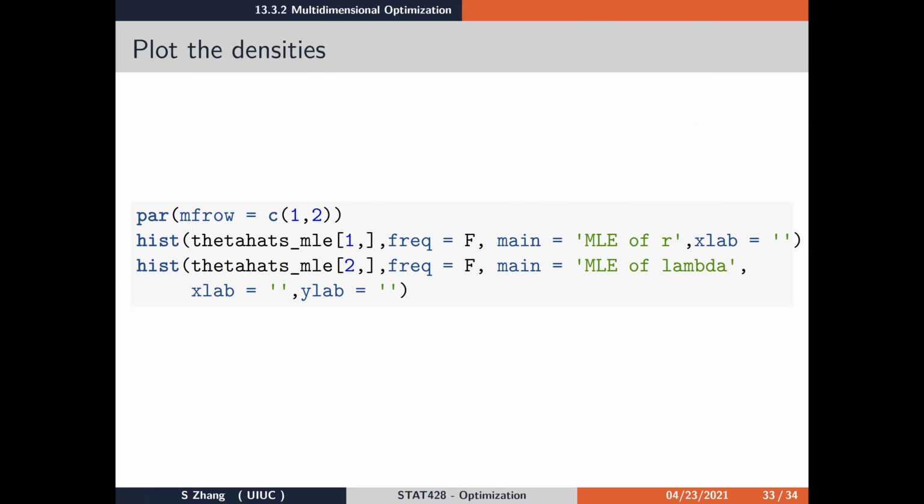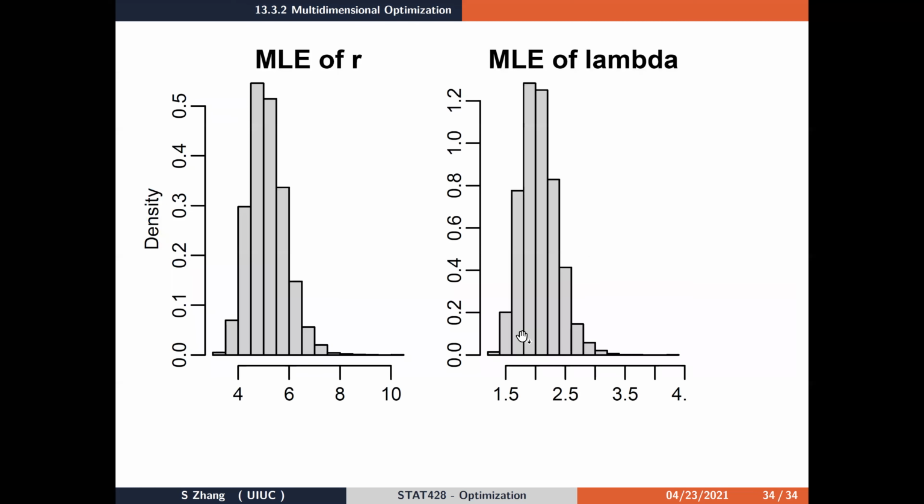So we can look at the empirical densities of the MLEs. Here's the code for plotting the empirical density of the first row, which is the r hat MLE, and then that of the second row, which is the lambda hat MLE. And here are the resulting histograms. You can see for both of them, the mode or the center of the distribution is somewhere close to the true value. For r, this is close to the true value of 5. And for lambda, this is close to the true value of 2. And for the rest of it, it is approximately normally distributed around the true value.